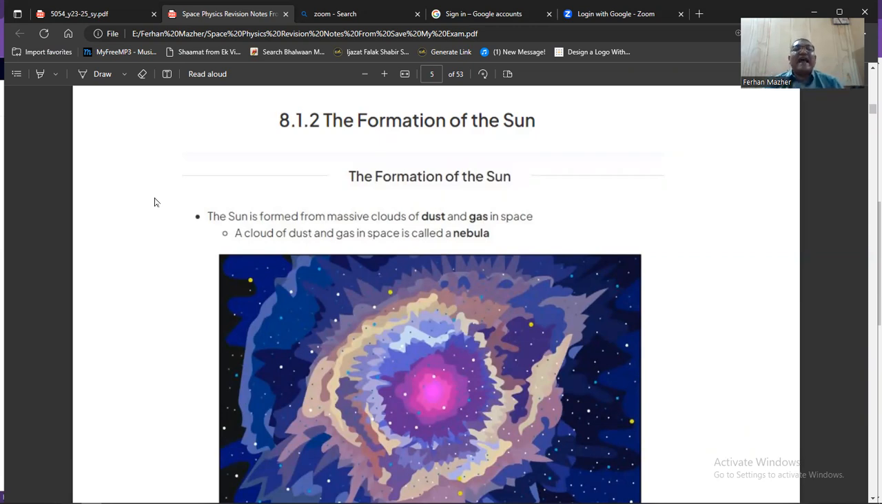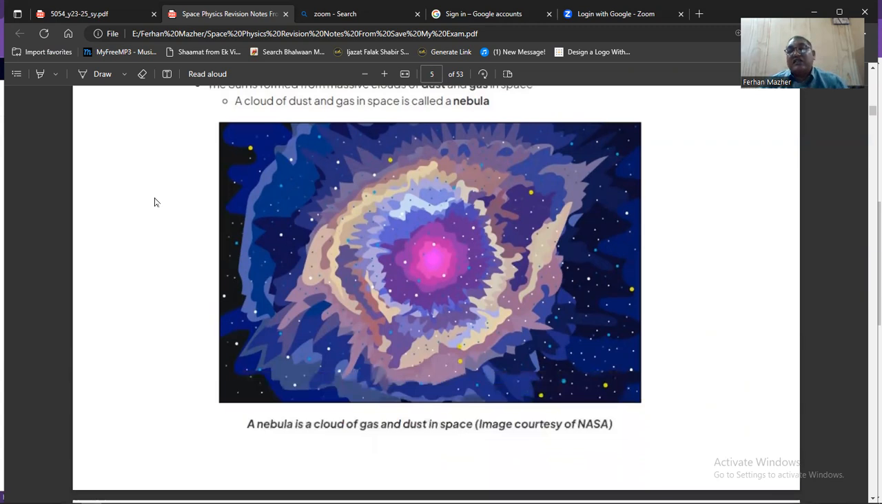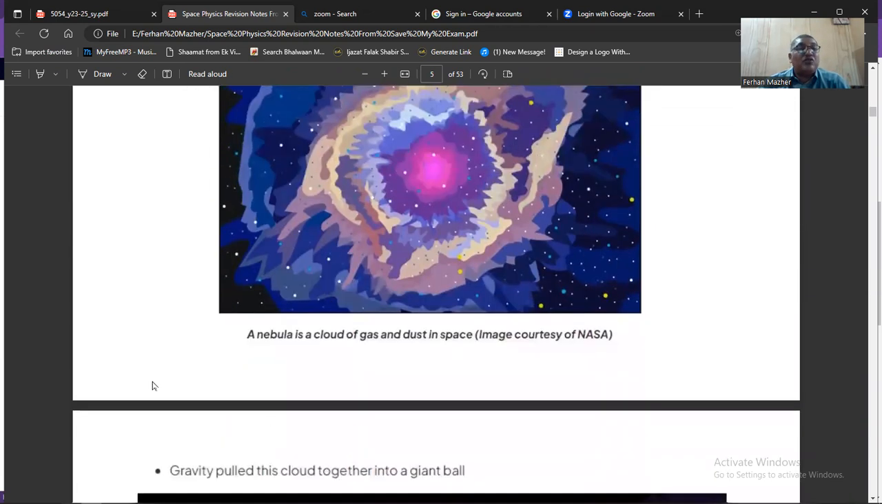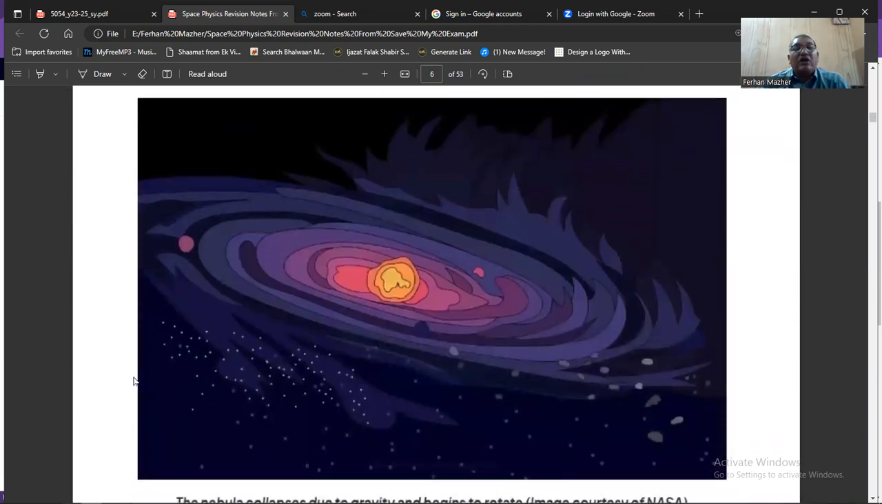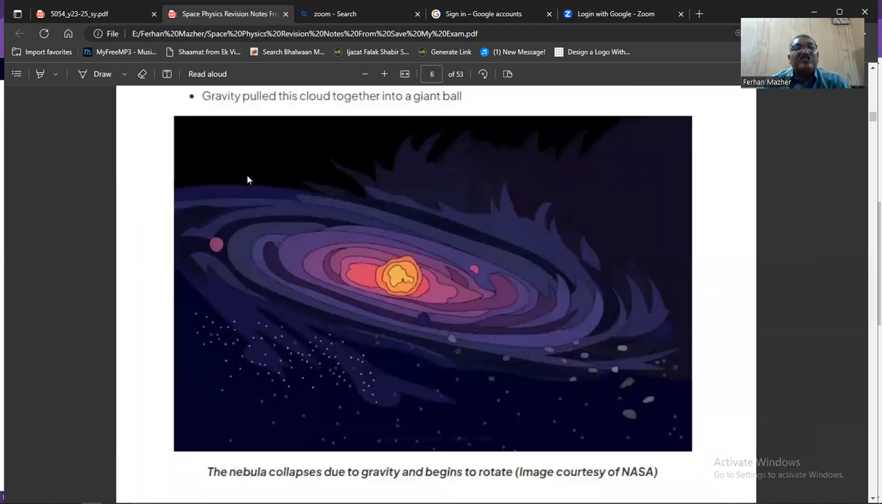A cloud of dust and gas in space is called a nebula. So this is called a nebula, the cloud of dust and gas. Image courtesy of NASA. Okay, the gravity pulled this cloud into a giant ball. Due to the gravity, the dust and the cloud come close to each other, and a giant ball is formed. The nebula collapses due to the gravity and begins to rotate.